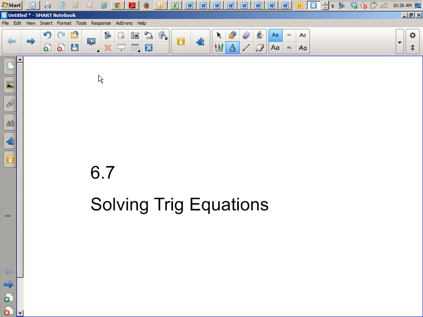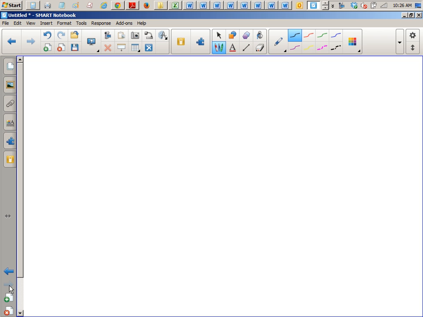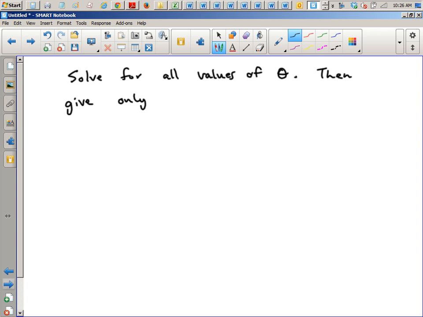Okay, so solving trig equations. Let's take a look at some examples of what I'm talking about. Let's say that you were asked to solve for all values of theta, then give only the values of theta between 0 and 2 pi.